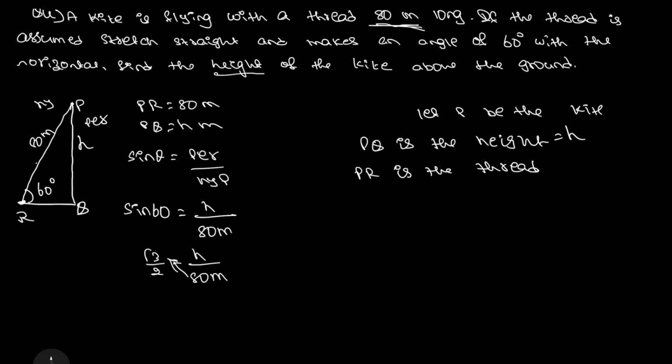Now to get our H value, we have to transpose this. We will get H is equal to root 3 into 80 by 2 meters. Sorry, here it is 2. 2 ones are 2, 40. So H is equal to 40 root 3 meters.